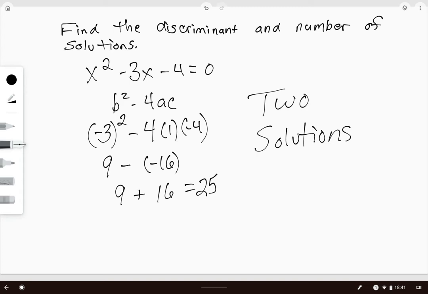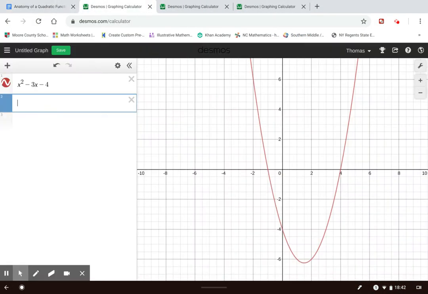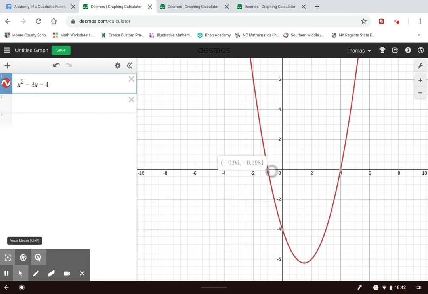All right, there are two solutions to this quadratic equation. That tells me that if I were to graph this, this parabola is going to cross my x-axis in two places. And if I come over here to Desmos, I went ahead and graphed it for you. And as you can see, my graph crosses here, and it crosses the x-axis here. So there are my solutions to the function. All right, so that is our first example.